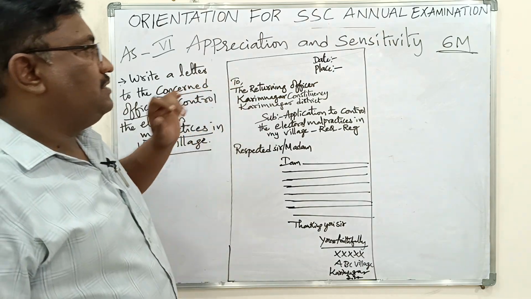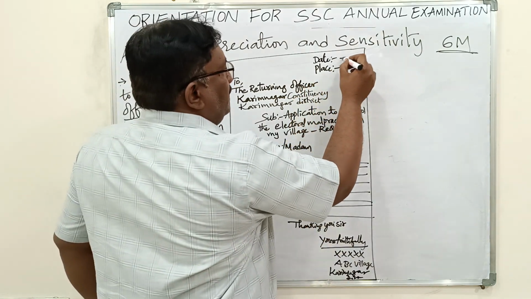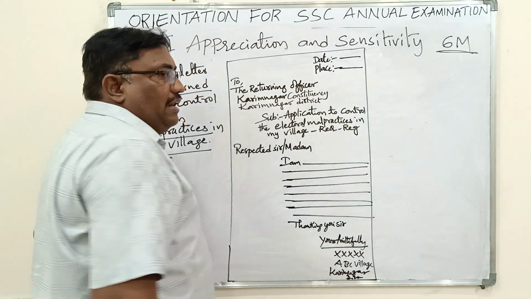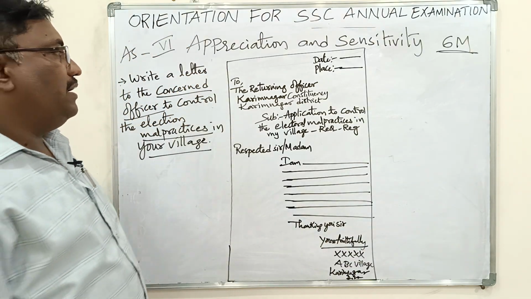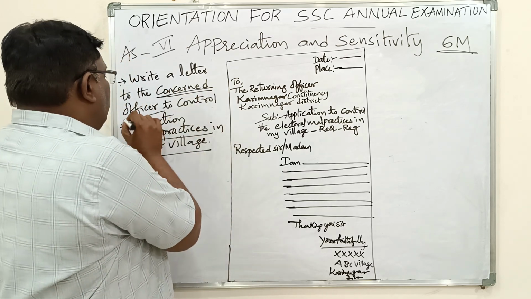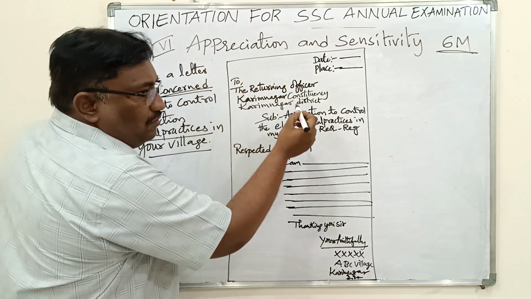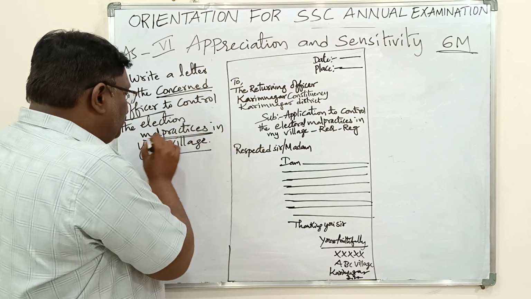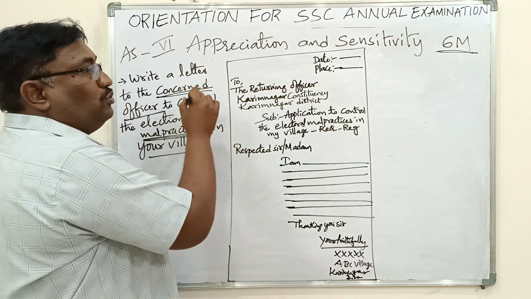How to write a letter? Let us see. First thing we have to write is the date and place. Generally in languages also, we use the same format. Coming to the address, looking at this, the concerned officer, don't write the same words 'concerned officer' again. We should know for this problem who the concerned officer is. To them only we have to write.